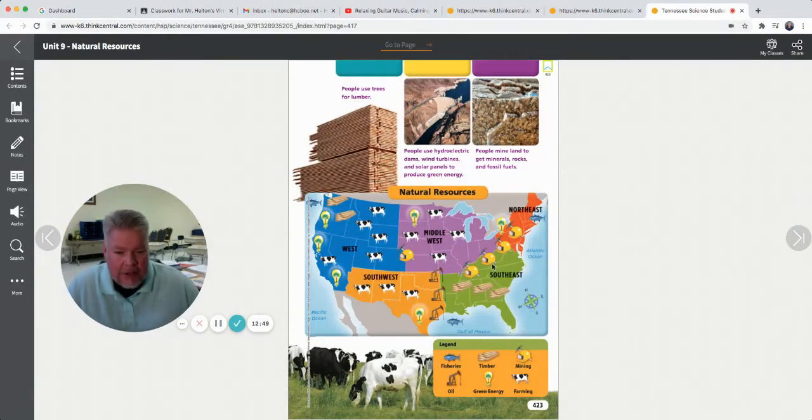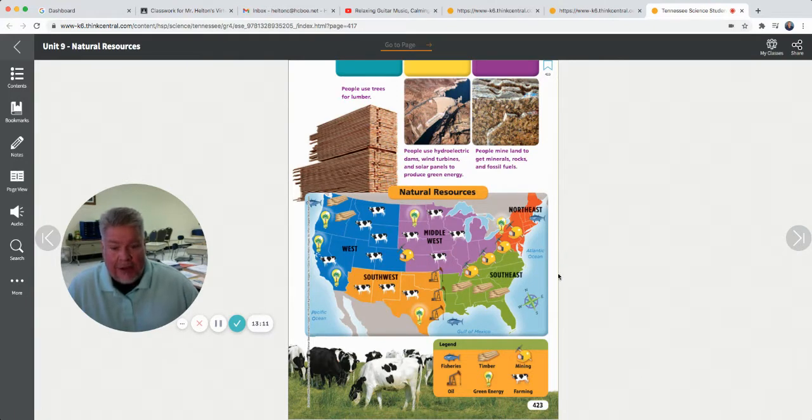So here's Tennessee. We only have one in our state, don't we? And that's mining. So we have some mining in our state. Is mining a renewable resource or non-renewable? It's non-renewable, isn't it? Because when we dig and take this stuff out of the ground, you can't replace it. You can't put it back. So we have more non-renewable resources in our state.